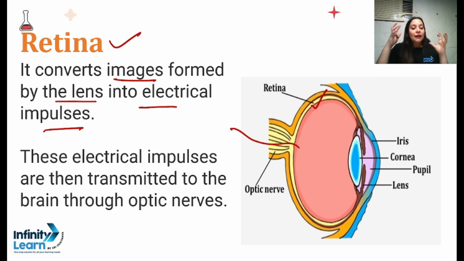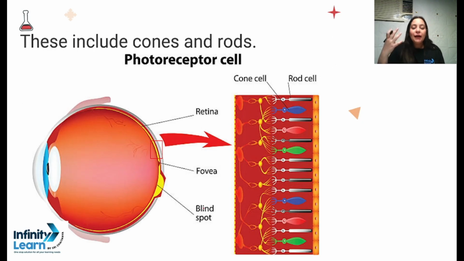The brain interprets and analyzes them and produces the interpreted response of what you have seen. So these electrical impulses are transmitted to the brain through the optic nerve, and then the brain analyzes and interprets what you have seen. And a very important thing, let me tell you, the retina has special kinds of cells in it, cone cells and rod cells.